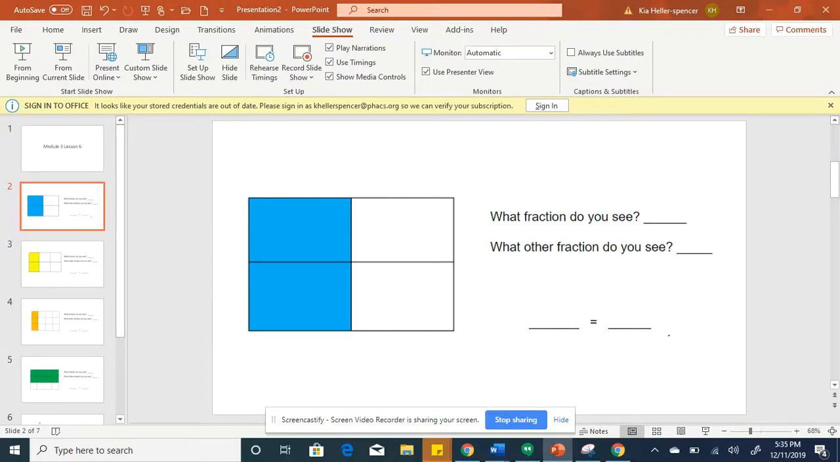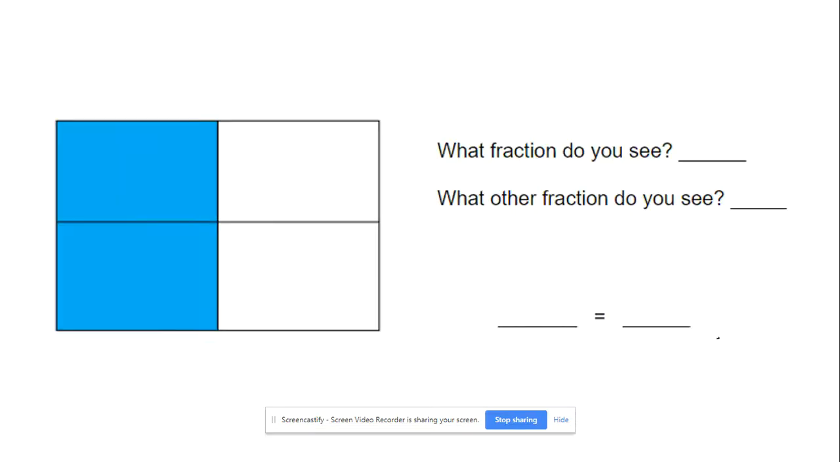Hey Xavier. So today we're going to be learning how to simplify fractions. It's really close to making equivalent fractions, except instead of making it into more pieces that are smaller, we're going to be making it into fewer pieces where each piece is bigger. So we're going to start by looking at this fraction here.